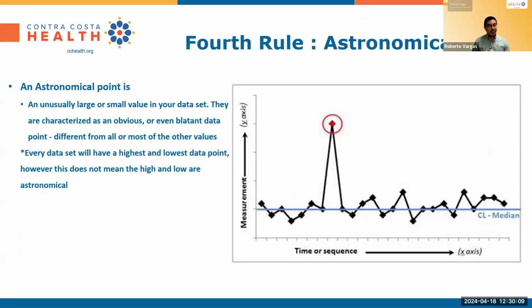And the last rule here is what's called an astronomical point. This is something where you eyeball your data and you say, well, you're looking at this graph right here. There's something that sticks out like a sore thumb. That sore thumb right there is what's known as an astronomical point. It's completely different from all other data points.